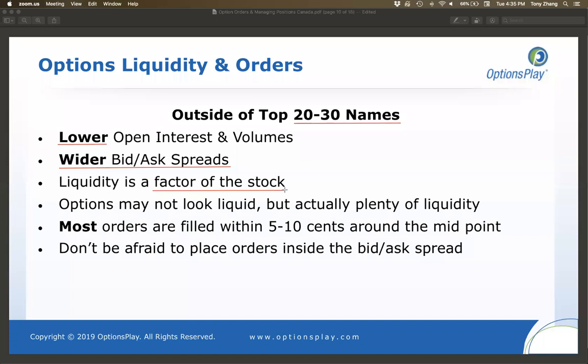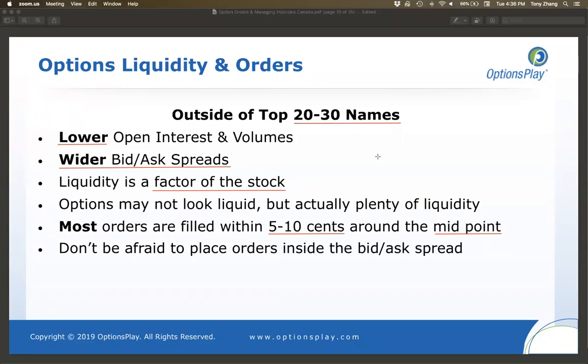What's a much better gauge to understand whether something's liquid or not is to actually see where orders are executed. And the closer that an order is executed to the midpoint, the more likely that it's more liquid. So what we tend to see is that most orders are filled within 5 to 10 cents around the midpoint. So if you have a stock, and we're going to go through a few examples like this, but if you see executions where they are predominantly a few cents away from the midpoint, then you should be able to get your orders filled relatively close to the midpoint. If you can get filled close to the midpoint, then the options are fairly liquid.